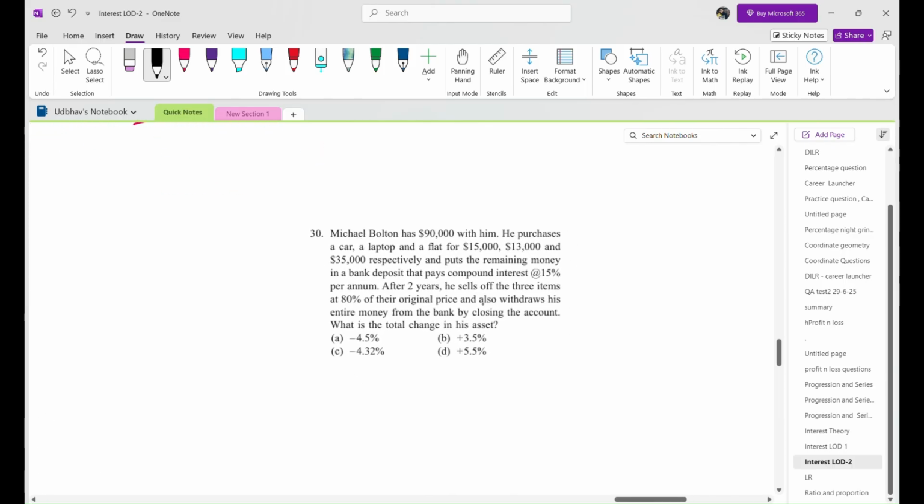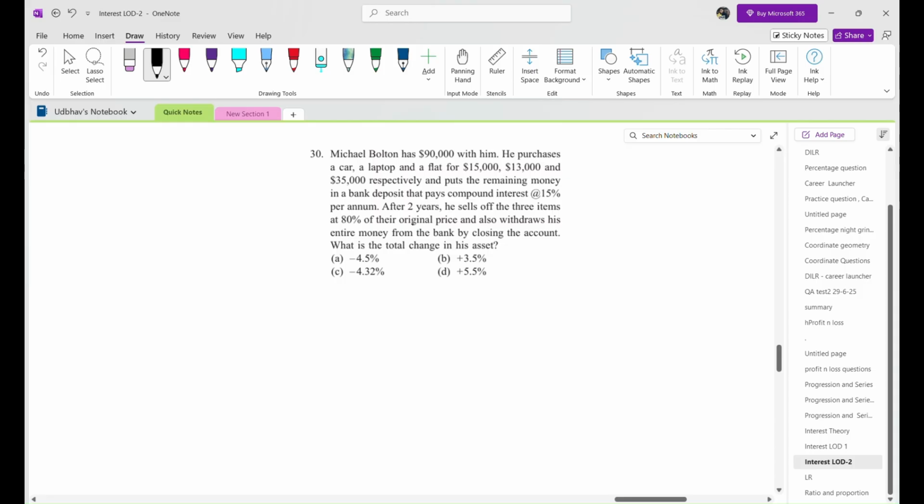Last question. Michael Bolton has $90,000 with him. He purchases a car, a laptop, and a flat for 15,000, 13,000, and 35,000. A car for 15,000 and a laptop for 13,000. Crazy laptop, but a car also crazy. Anyways, and puts the remaining money in a bank.